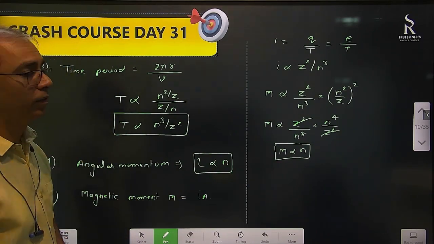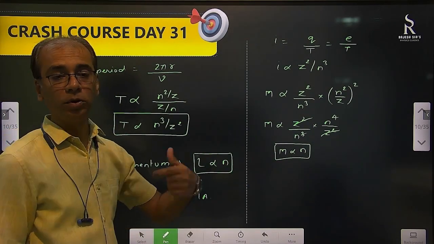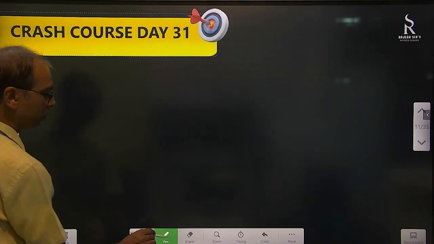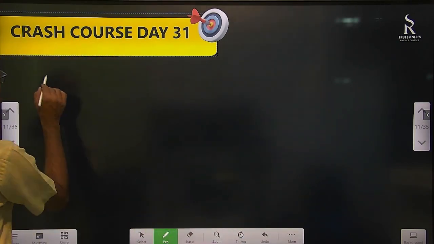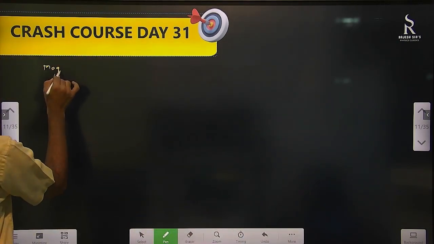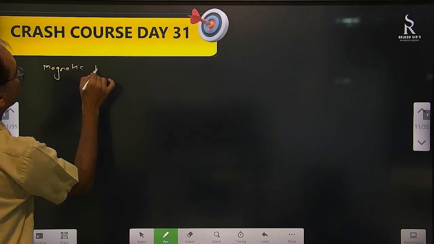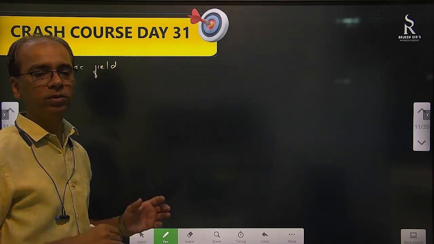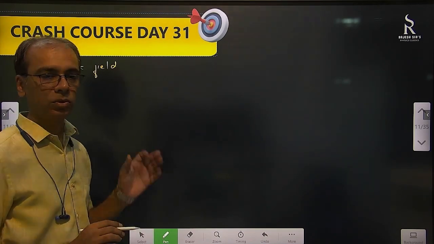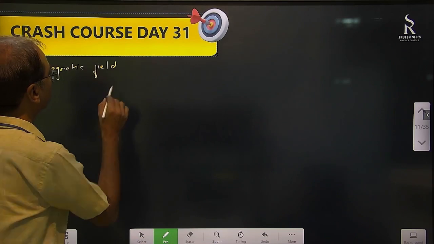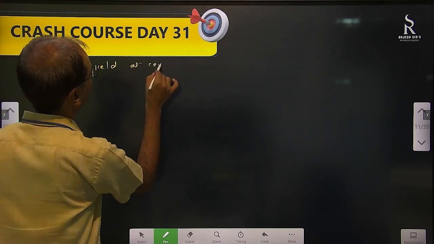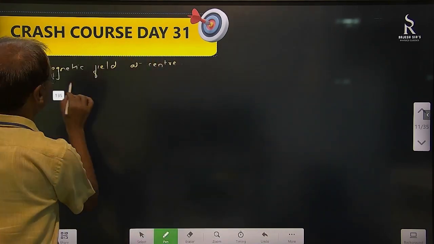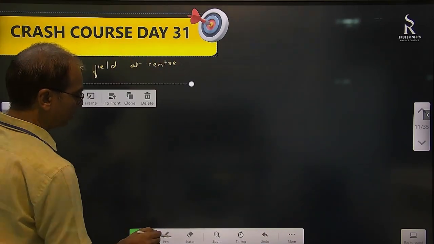Then one more factor we can do. What? Magnetic field produced at the center, because the electron is rotating, right? So magnetic field produced, that also you see. Now all these relations that we are getting, how will the questions be asked? They will change the n value, z value, and they'll ask you the ratio. So you should know all this. What is magnetic field at center? Mu naught I by 2r.